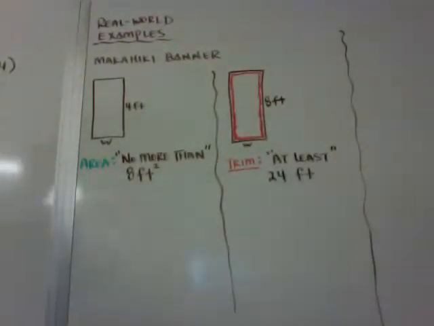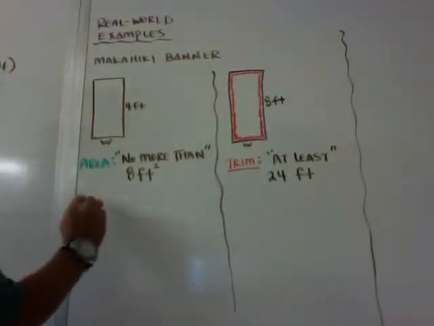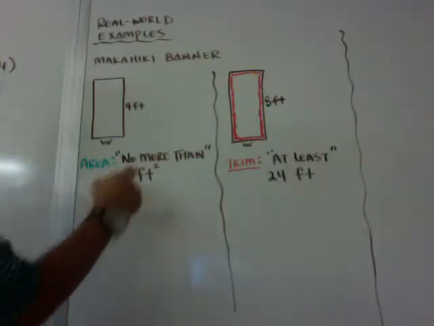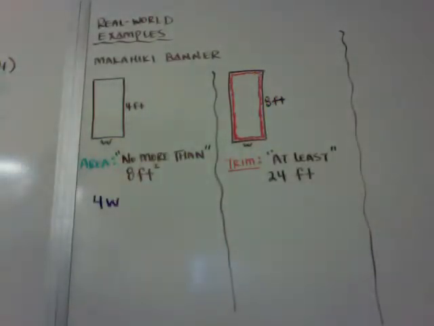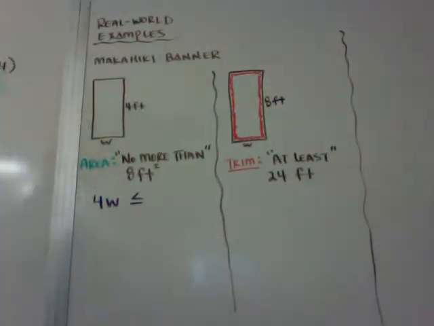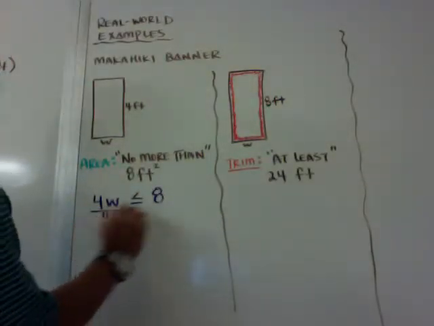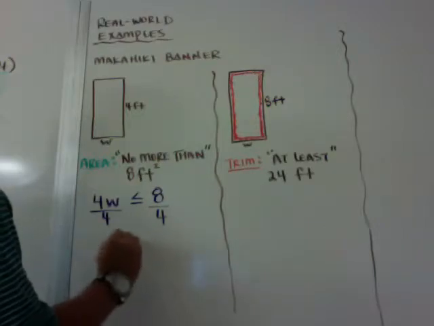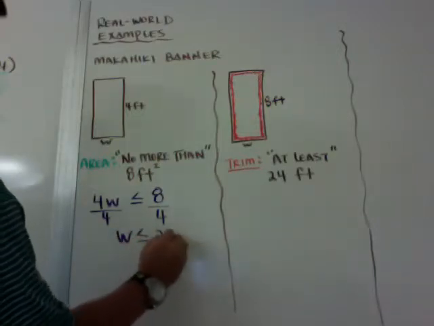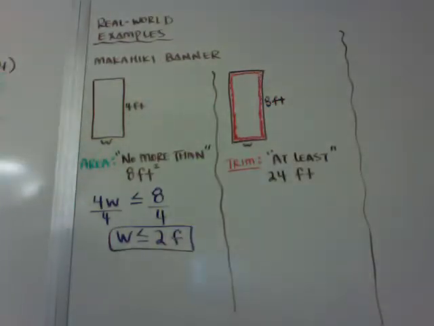What you want to do is, because it's area, it's going to be length times width, and I have 4 here and a w here, so I could just write 4w, and no more than as an inequality would mean less than or equal to. Okay, remember it's that much or below, and then 8. So it's a pretty simple one. Divide by 4, and your width has to be less than or equal to 2 feet. So it can be anywhere up to 2, oops, forgot the T, 2 feet. Okay?